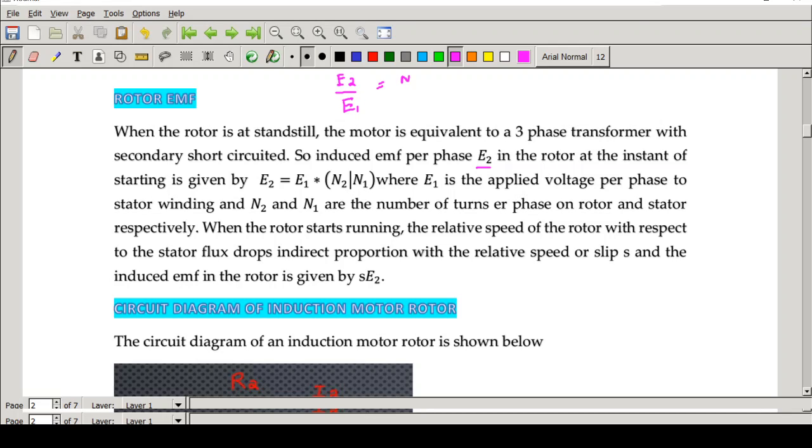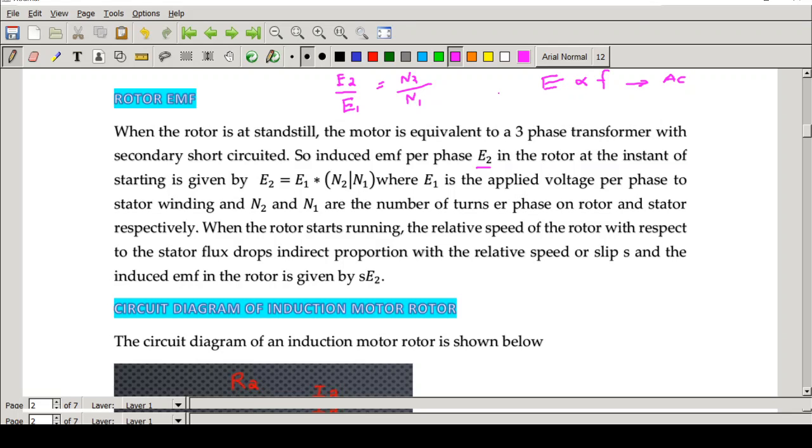But when the rotor starts rotating, what will be the EMF? It will not be E2. Because in the case of a DC machine, EMF is independent of the frequency. But in AC machines, whether it is a transformer or a three-phase induction motor, the EMF is proportional to frequency. That is very important. EMF is proportional to frequency in the case of AC machines.